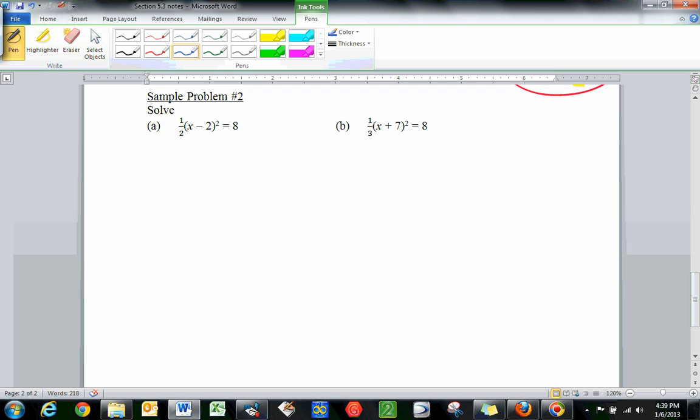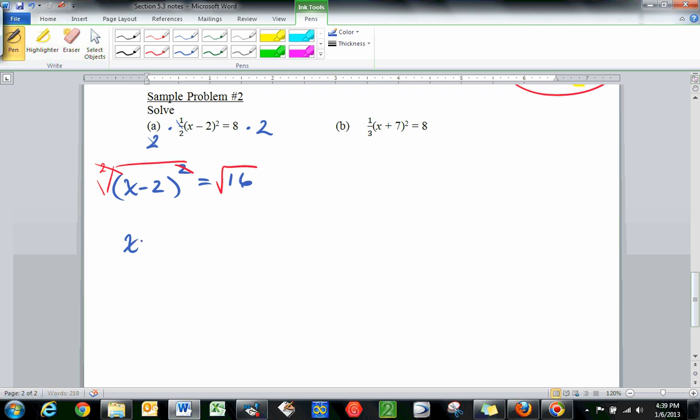Okay, so if we look at sample part A, first thing I'm going to do is multiply this by 2, multiply that by 2. That's going to eliminate that, and so we're going to be left with (x - 2)² = 16. Now, we've isolated the square term. Even though it's a binomial, we can still take the square root of both sides. And when we do this, that's an understood 2, and so that cancels out the power.